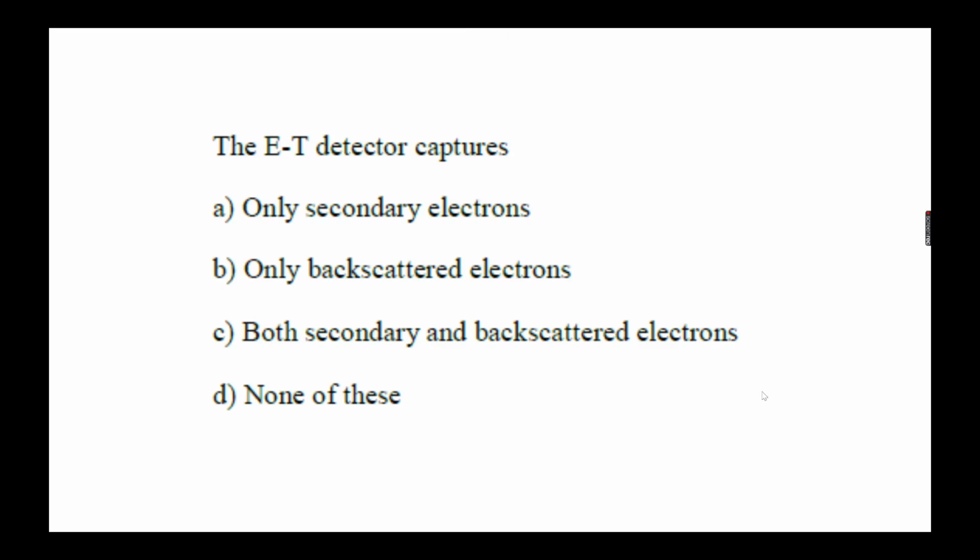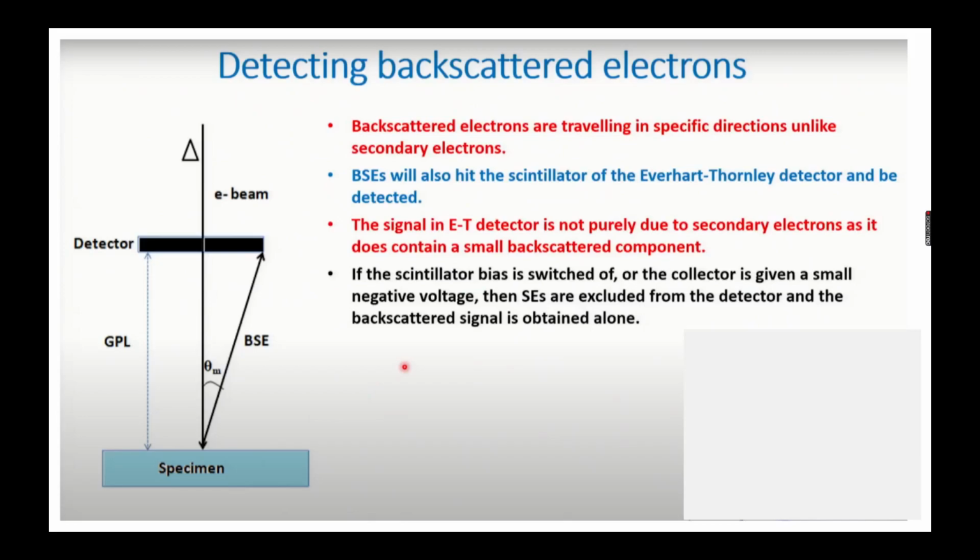So somebody has said secondary and BSE. So let's see. Secondary is for sure. Now we will come to the backscattered. So what is the characteristic of backscattered? Backscattered, when the primary electron beam interacts with your sample, almost at 180 degrees it is generated from your primary electron beam.